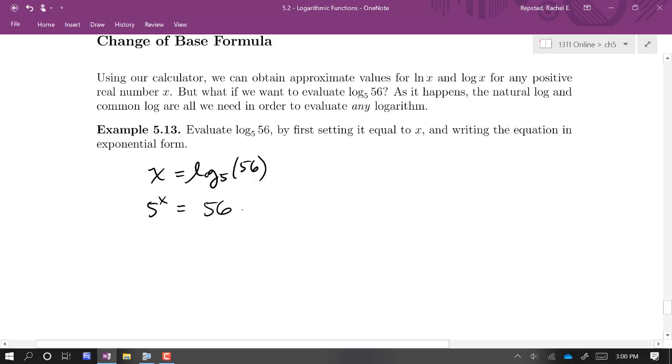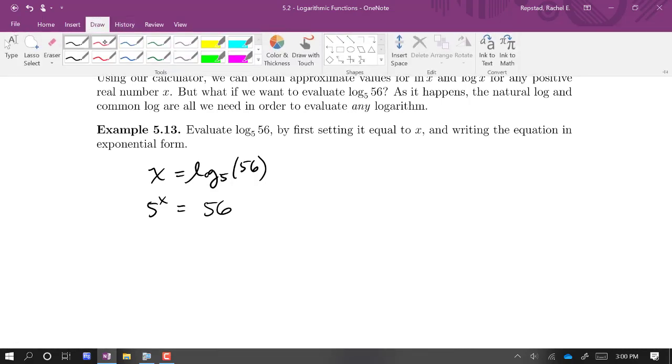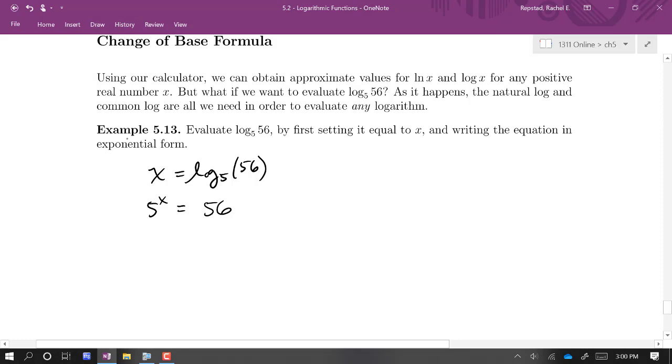Now, at this point, we have a choice that we can make. If I want to write out the value of x and get an approximation, that means I want to write it out using either a log base 10 or the natural log, because those are functions I have on my calculator. So what I'm going to do here is take the log of both sides. In fact, I think this time I'll take the ln of both sides. It really doesn't matter which one you pick. So I've got ln of 5 to the x equals ln of 56.